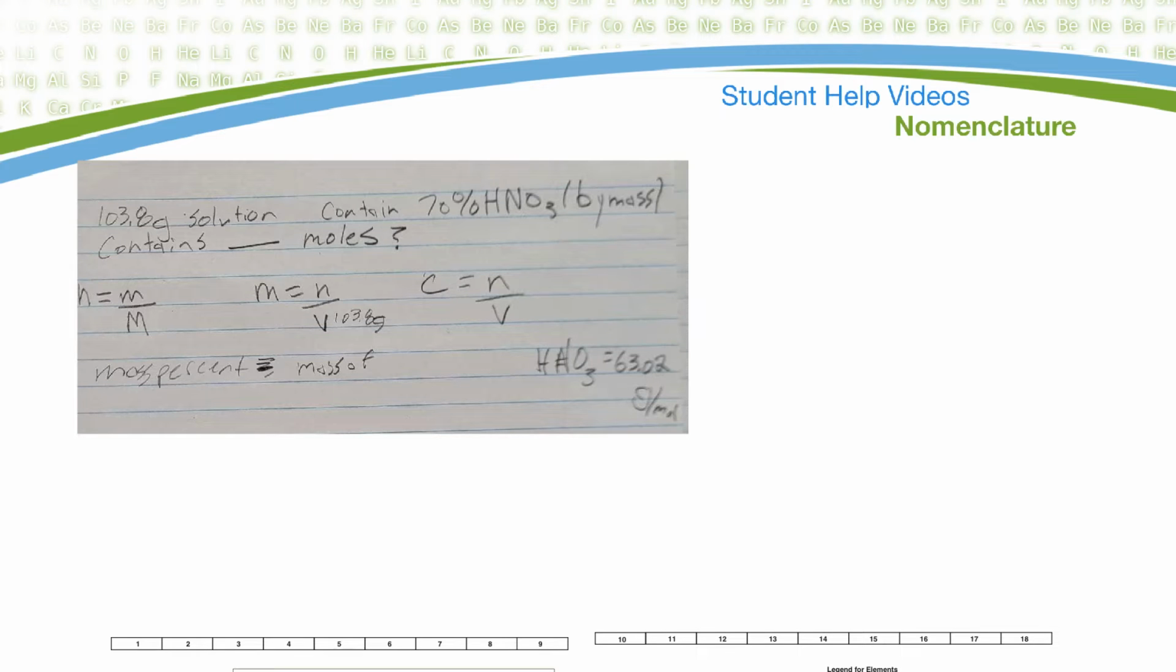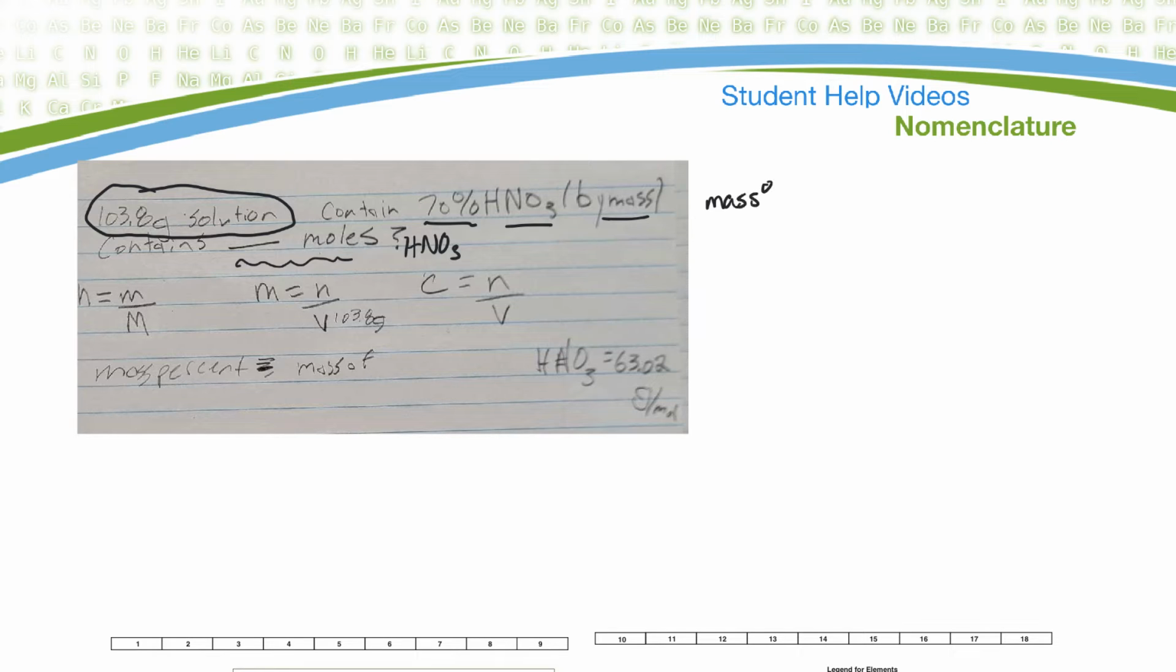All right, here's a good question. It says I have 103.8 total grams of solution, and it's 70% nitric acid by mass, and wants to know how many moles of, I assume, nitric acid there are. So I can use my mass percent formula.